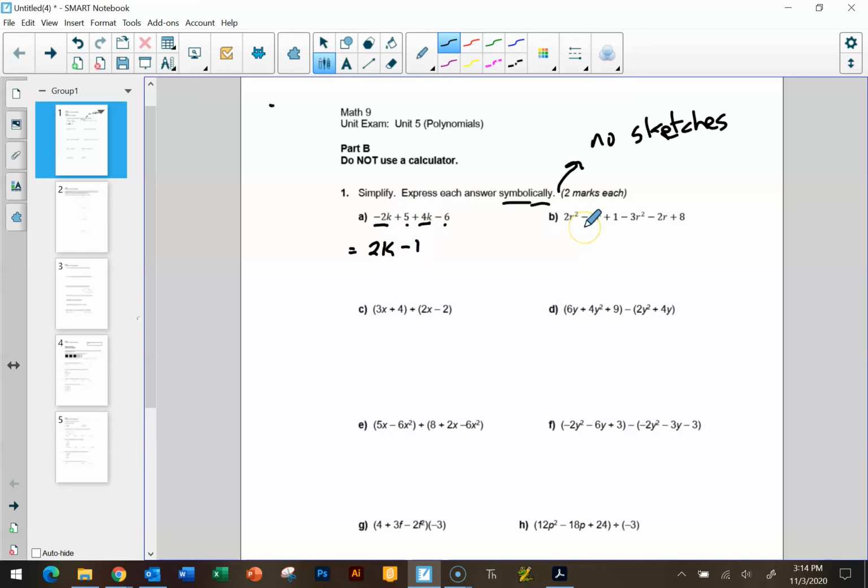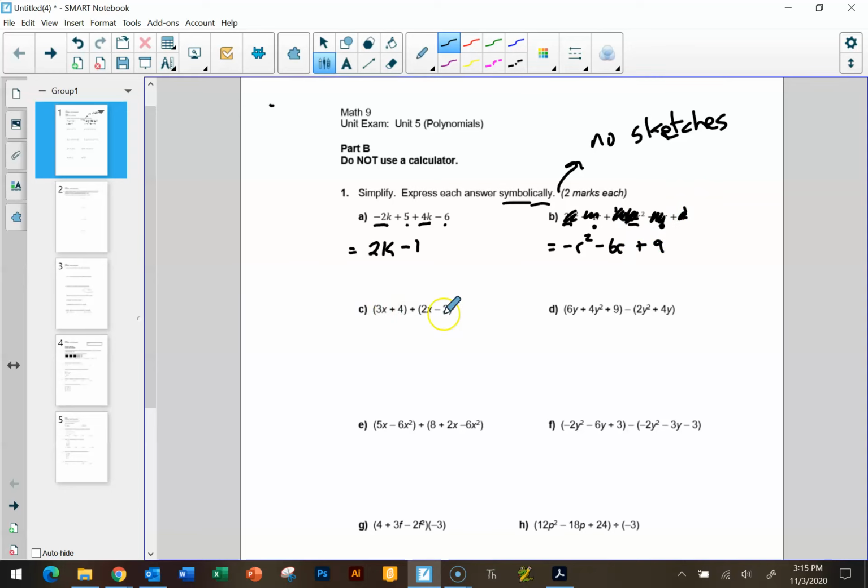B, I've got r squareds there, r squareds there, I've got r's there, and then I've got 1's there, and an 8 there. Those are both constants. So you always start with the highest degree, which would be the r squareds. 2r squared minus 3r squared is going to leave us with a negative r squared. And you can also cross these out after you're done with them, so you just make sure that you hit every term. I've got a negative 4r and 2 more negative r's, so that's going to be a total of negative 6r. And then I've got a positive 1 and a positive 8, and that's going to be a positive 9.